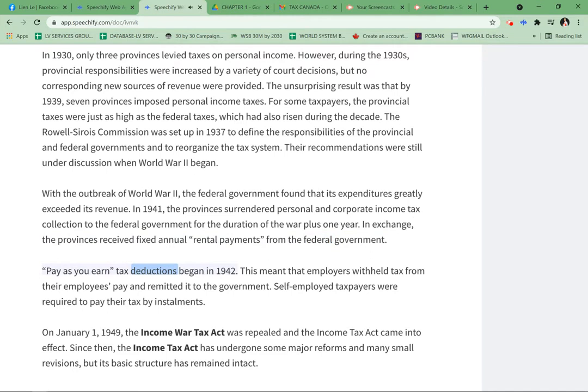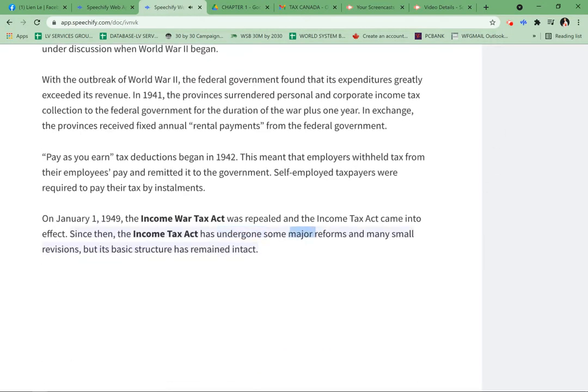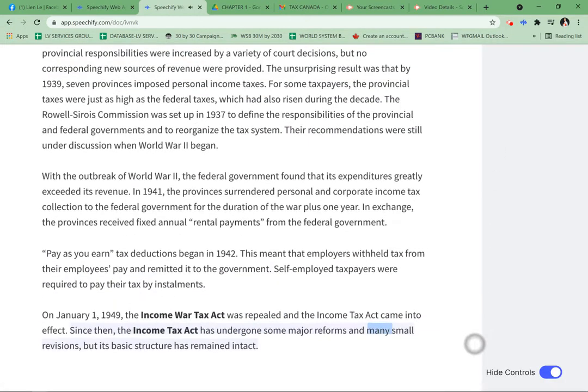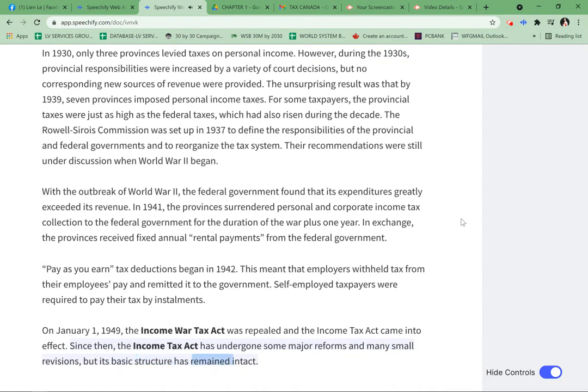Pay-as-you-earn tax deductions began in 1942. This meant that employers withheld tax from their employees' pay and remitted it to the government. Self-employed taxpayers were required to pay their tax by installments. On January 1, 1949, the Income War Tax Act was repealed and the Income Tax Act came into effect. Since then, the Income Tax Act has undergone some major reforms and many small revisions, but its basic structure has remained intact.